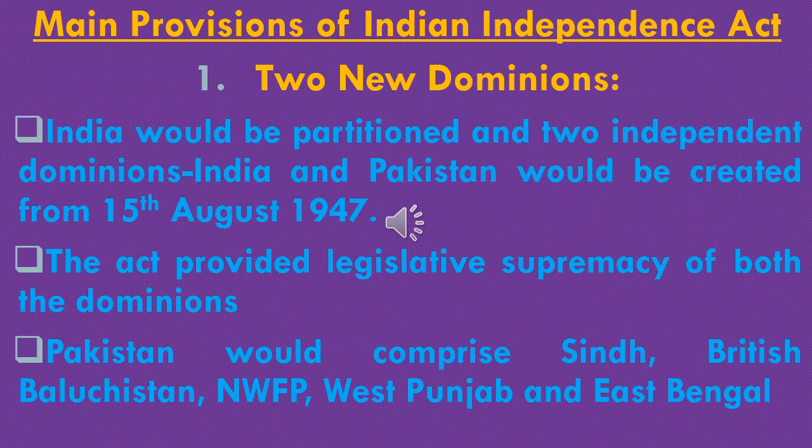The territories of the two dominions were divided in such terms that Pakistan would comprise Sindh, British Balochistan, North-West Frontier Province, West Punjab and the east part of Bengal. India was to comprise all the remaining territories included in British India. The exact boundaries of the dominions would be decided by the Boundary Commission.